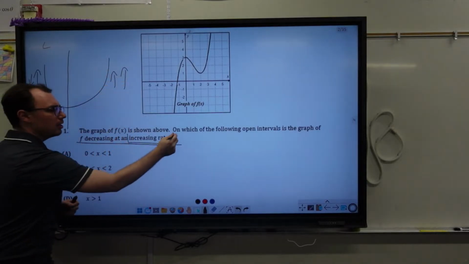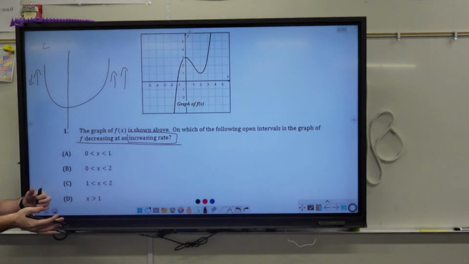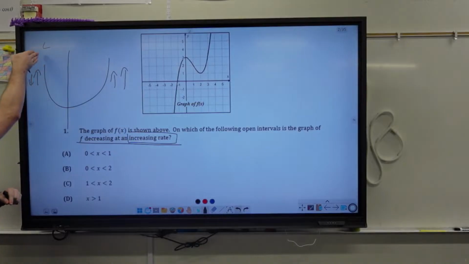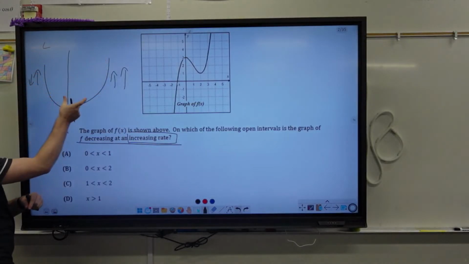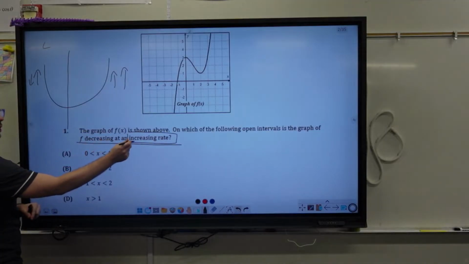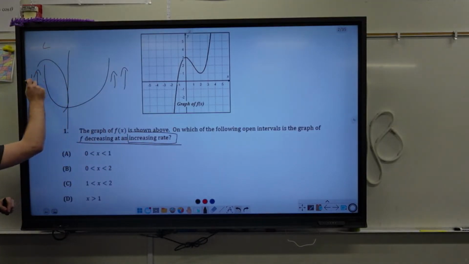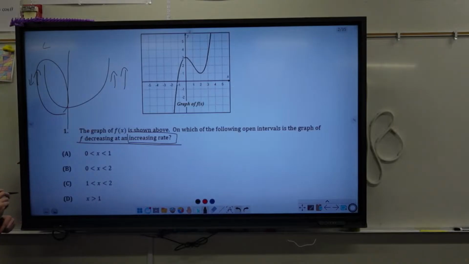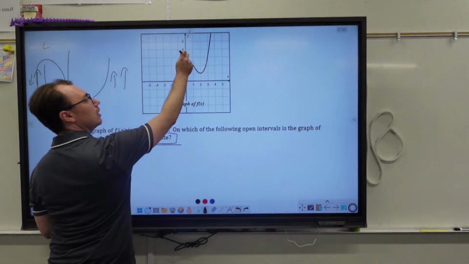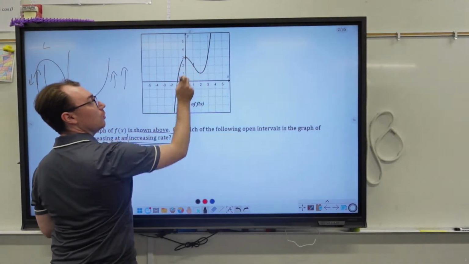Since our rate of change, this second one, the rate of change is increasing, we know we're dealing with a concave up kind of section. Since it's a decreasing graph at an increasing rate, we're trying to find something that looks like this in our f of x graph. The only section of the graph that looks like it is decreasing at this increasing rate is going to be between this value here to this value here.